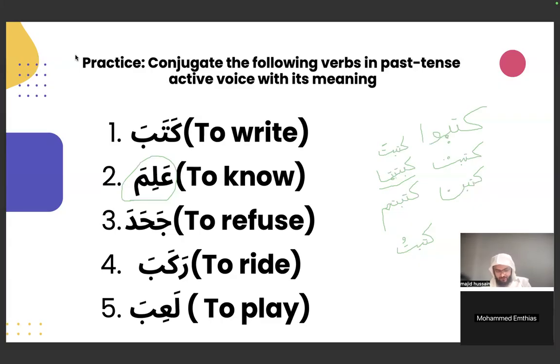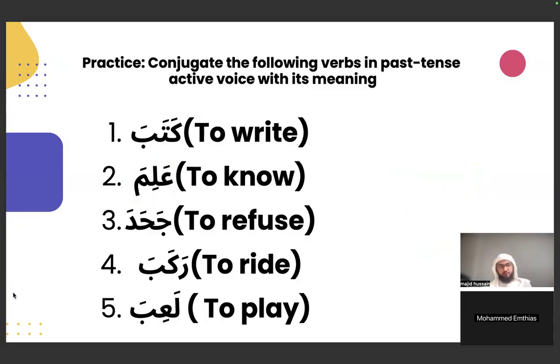I have checked this now, brother. This is all correct, mashallah. The only thing lacking is the meanings, inshallah, which you can write later on beside it. So alima, the meaning of this will be, hmm, what will be the meaning of alima? To know. He knew.